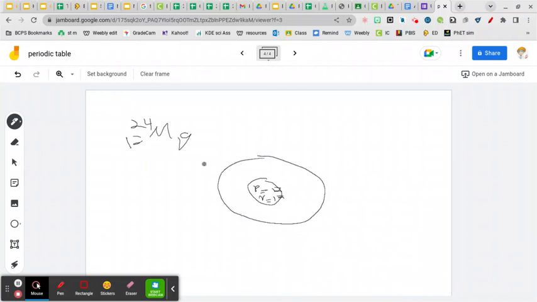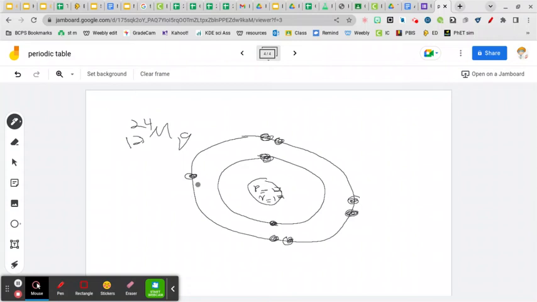All right, so I have 12 total electrons that I'm going to place. The first energy level can only hold 2, and it's full. The second energy level can hold up to 8. So I'm going to go 1, 2, 3, 4, and then again 5, 6, 7, 8.